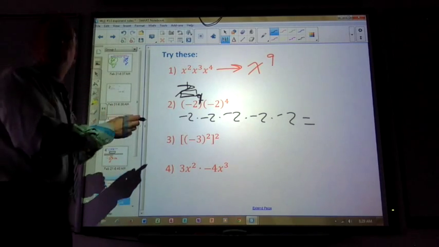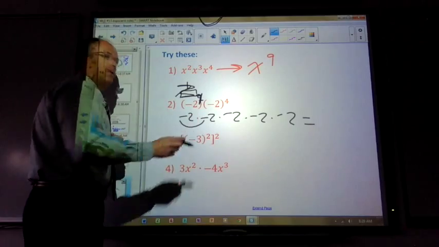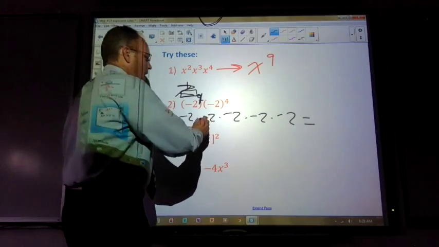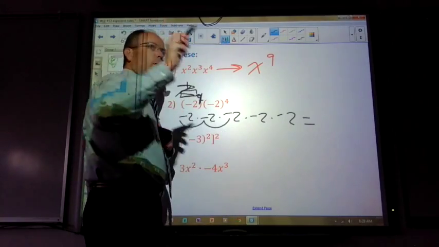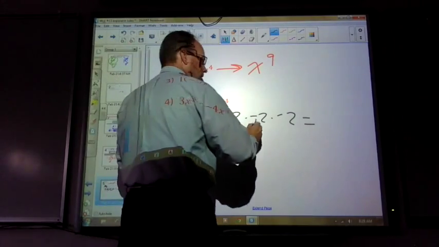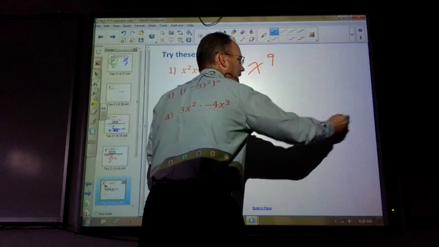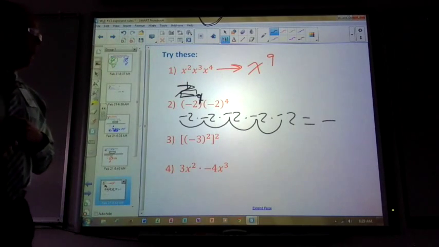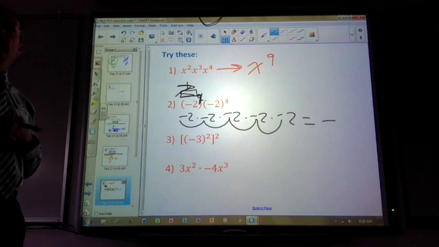Think it's going to be positive? Hang on. Ready? Negative times negative is? Times a negative? Nope. Negative times a negative? Times a negative? Ooh, it's going to be a negative answer. How many negative 2's am I dealing with?